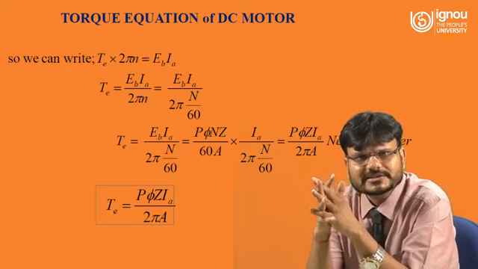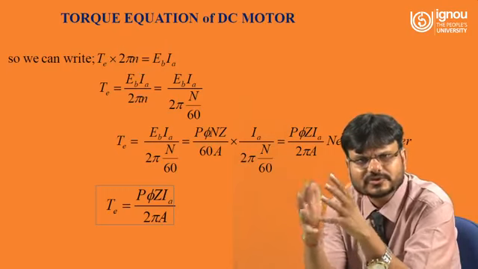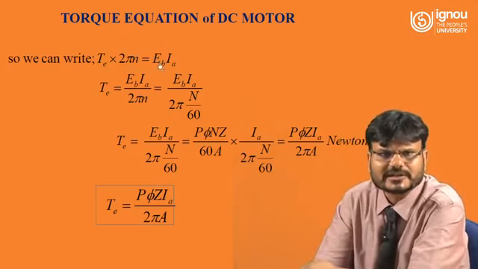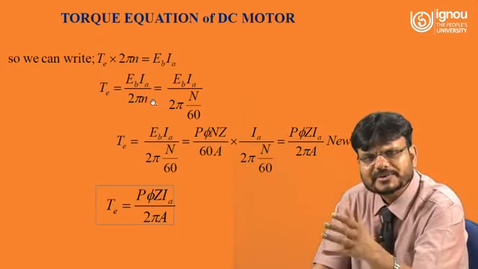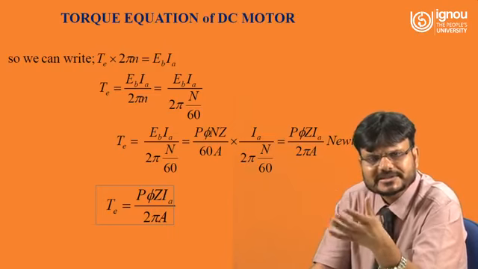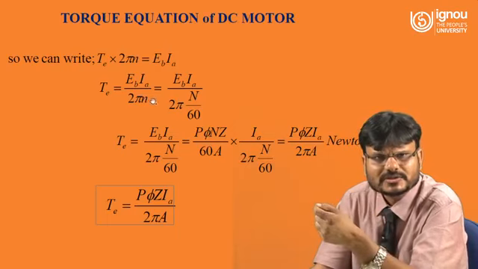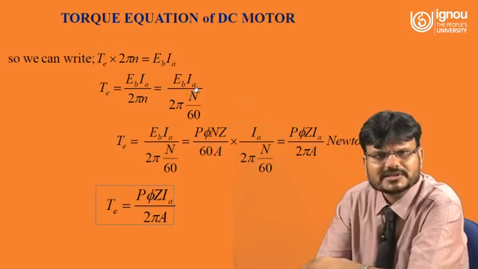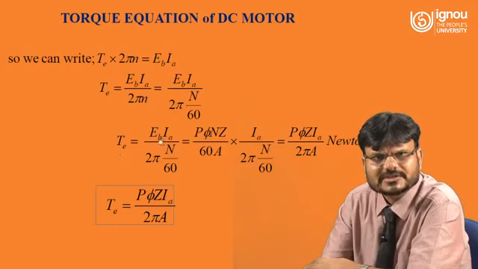Now again you can write TE into 2 pi N, because these two terms are equal. So TE into 2 pi N is equal to EB into IA. So you can write TE is equal to what? EB into IA upon 2 pi N. This N is the speed of the armature, measured in RPS. It can be written as RPM also, so just divide by 60. So TE is equal to EB into IA upon 2 pi N upon 60.